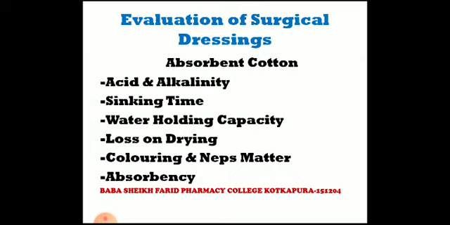Gossypium or Mollusc species, these are the two types of the formulation by which the absorbent cotton will be manufactured. Now, the uses of the surgical dressing. It favors healing of the wound, physical protection to the wound, and mechanical support to the surrounding tissue.